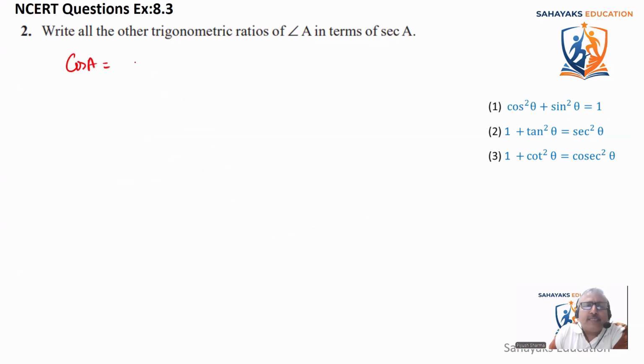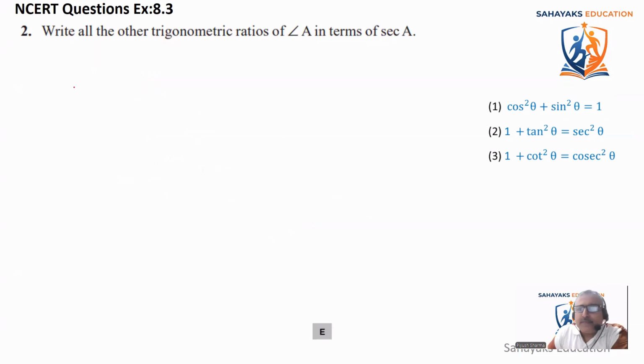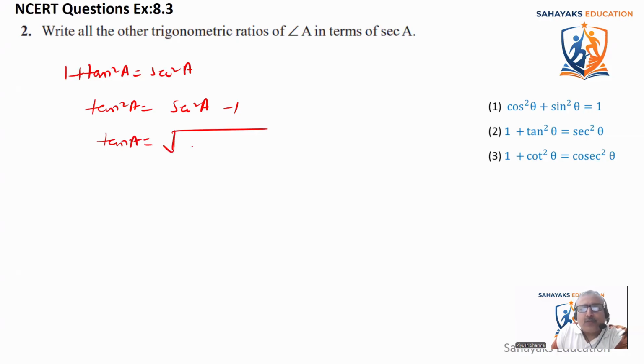So cos A can be written as 1 by sec A. This is pretty simple because we know sec A is the inverse of cos. And then comes the third one, tan. So we can say 1 plus tan square A is equal to sec square A. So tan square A is equal to sec square A minus 1, and tan A is equal to the square root of sec square A minus 1. It was also pretty simple.